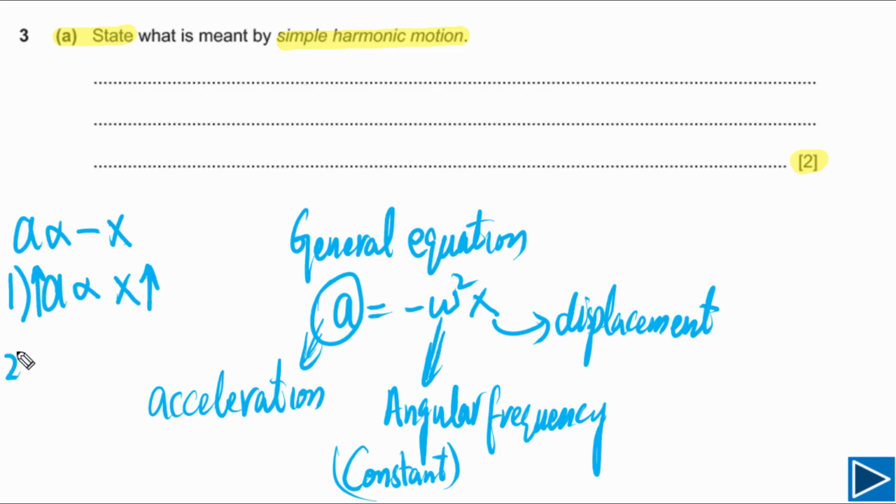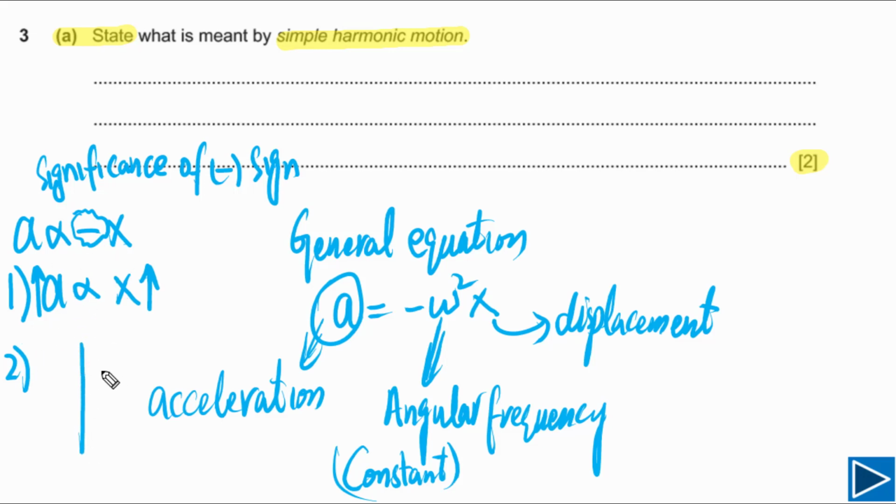The second point is the meaning of the negative sign. Sometimes in exams they will ask you the significance of this minus sign. That is a very important question. It can be a 2 marks question or a 1 mark question. You need to understand the significance of this sign and what it is telling us.